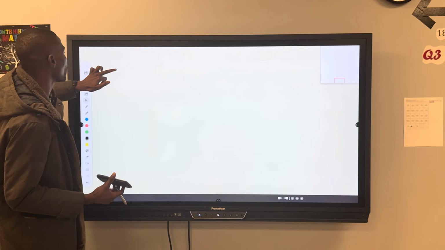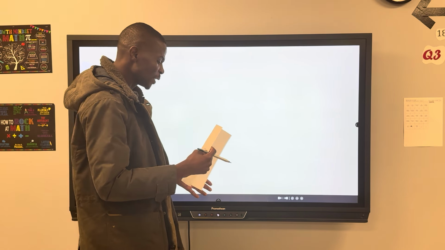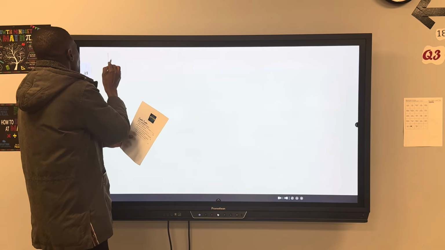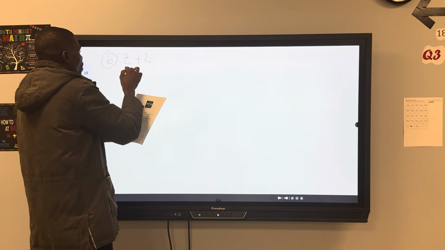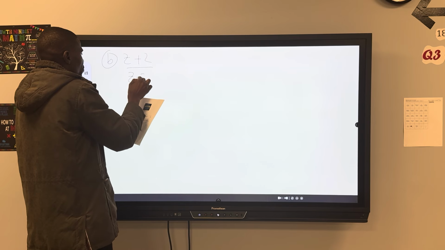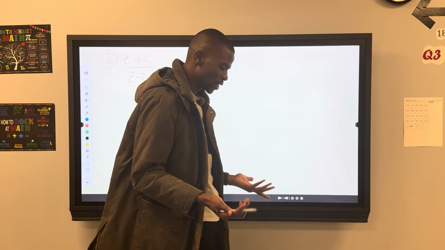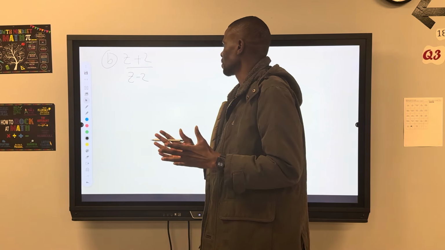Now let's move on to part B of the question. So part B reads: the real part of the complex number z plus 2 over z minus 2 is 0. But do we know the real part? No. So first we need to identify the real part for this complex number.